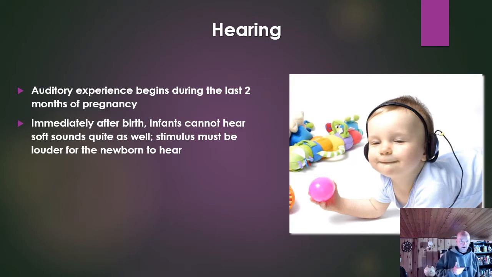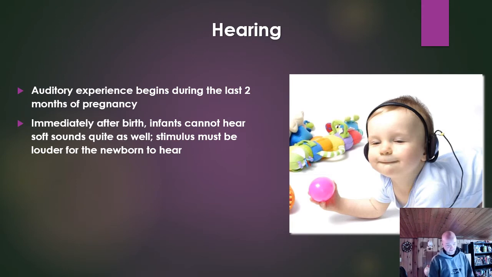Immediately after birth, infants cannot hear soft sounds quite as well, and things need to be louder for them to hear it, but this is going to be something that's going to be developing at a continual pace till about 10. By 3 months of age, infants' perception of sound improves, although some aspects of perception do not reach adult levels until like 10 years old or so.